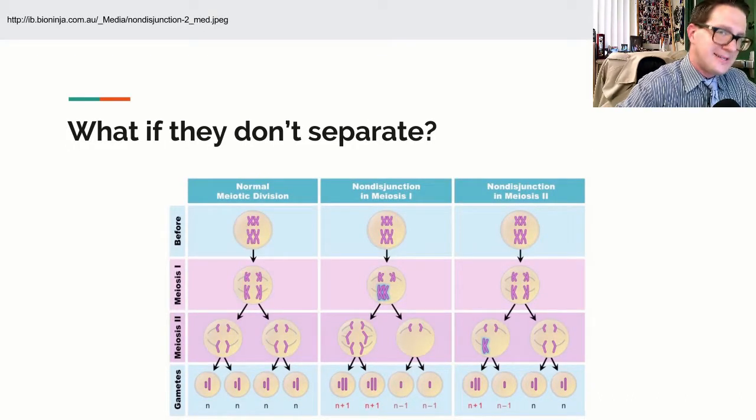So what if it doesn't do what it's supposed to do? The result is you have too many or too few chromosomes. That phenomenon is called non-disjunction. And depending on the result, we can actually tell you what went wrong. Additionally, non-disjunction is not exclusive to meiosis. It could happen during mitosis, because after all, we have to still separate the sister chromatids, which means we run the risk of that failing too.